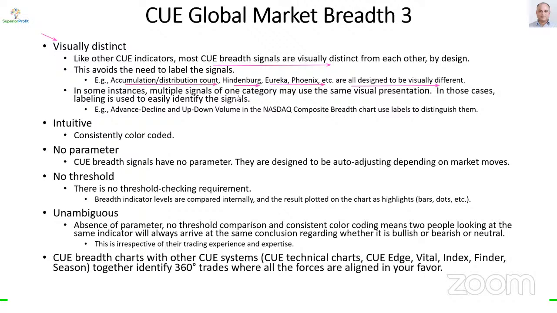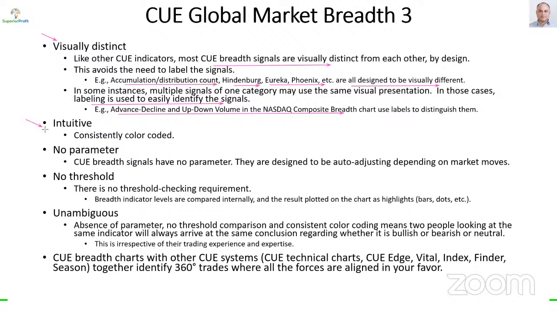In some cases, multiple signals of one category may use the same visual presentation. In those cases, labeling is used. That's the only time we have used labels. For example, advanced decline, up-down volume in Nasdaq composite breadth chart, all are using similar representation, histogram-like presentation. And because they are using the same histogram-like presentation, we use labels for those cases: advanced decline, up-down volume, Nasdaq, for Nasdaq composite or for any of the other indices or dimensions.